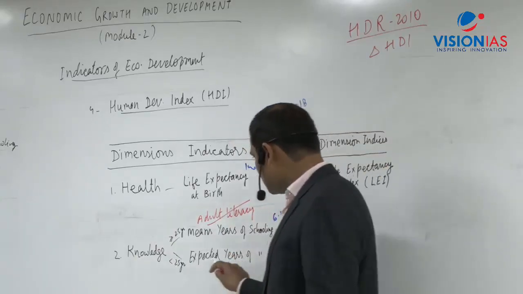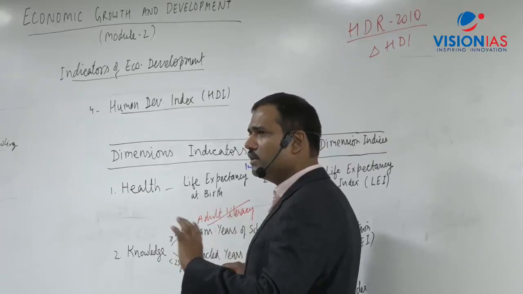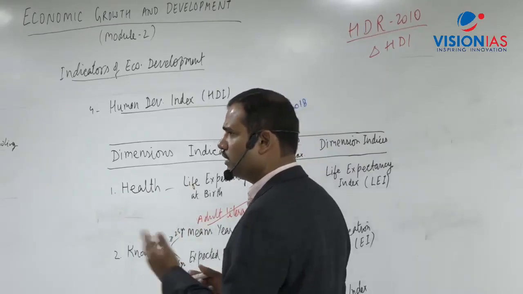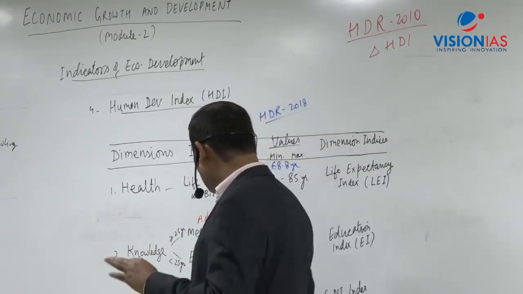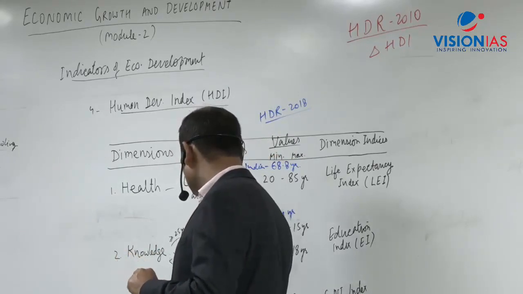Okay. Next is expected years of schooling. Now it shows what? It shows, on an average, how many years children are going to school, or children and youth are going to school and college. Earlier there was the enrollment ratio, combined enrollment, but at all levels.